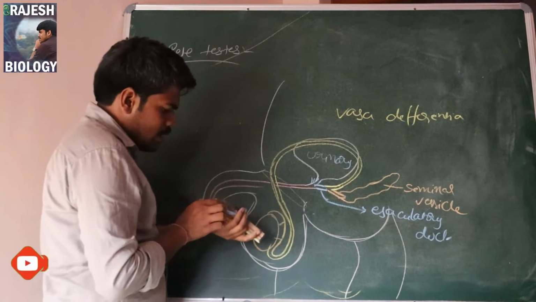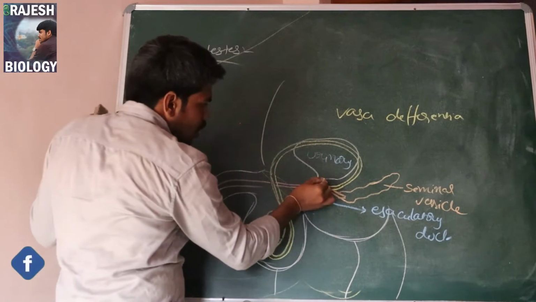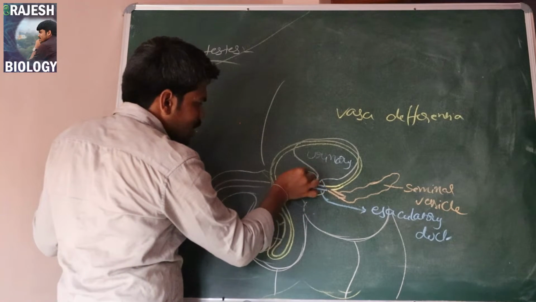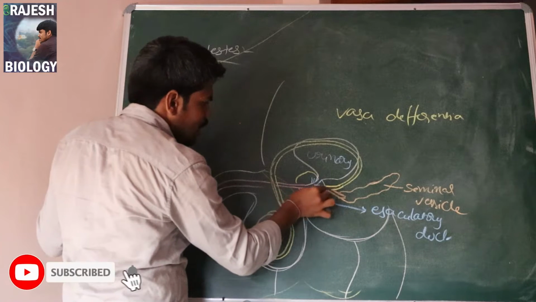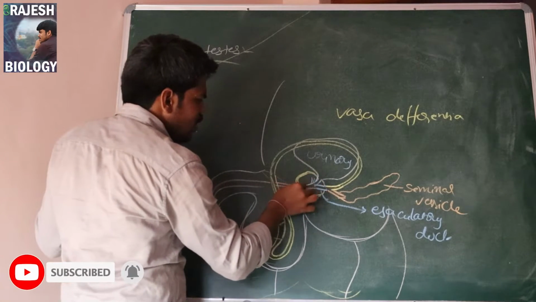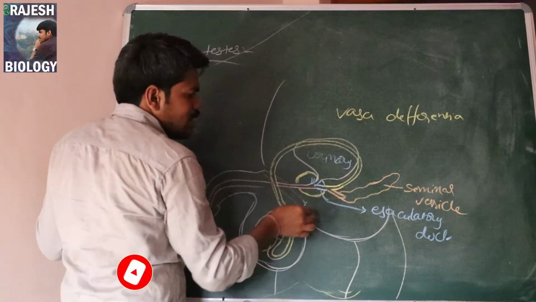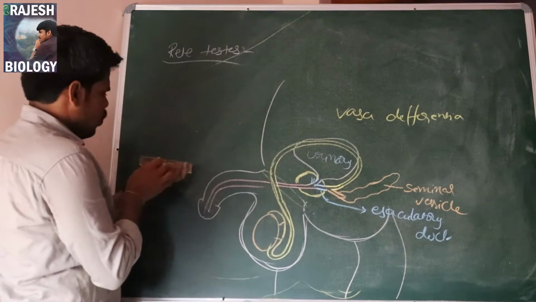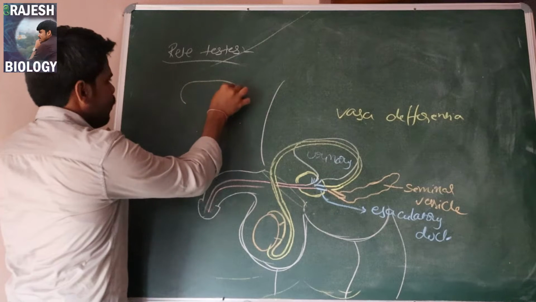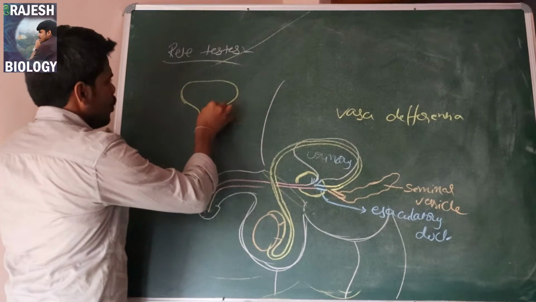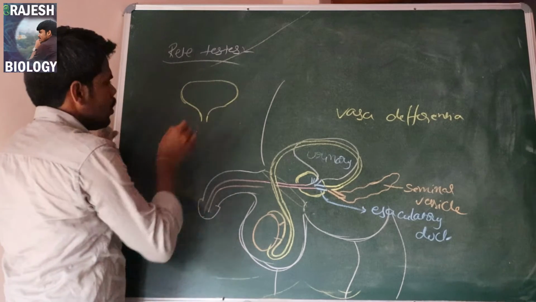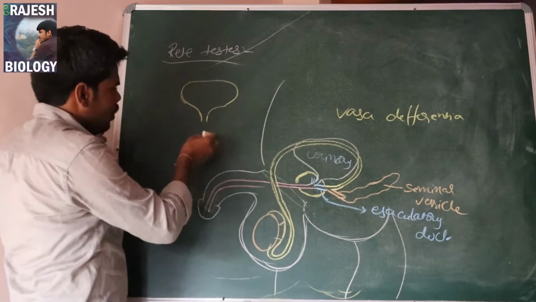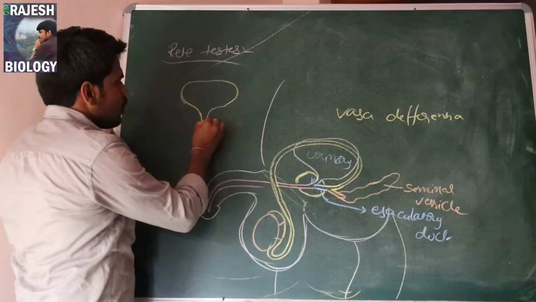And all these are converged or placed in a prostate gland. Just beneath the urinary bladder, there is a single, not a paired structure, the prostate gland. So I'll try to draw this diagram here. It is the urinary bladder, and it is the urethra. You can write it like urethra. It is not ureter, it is the urethra.